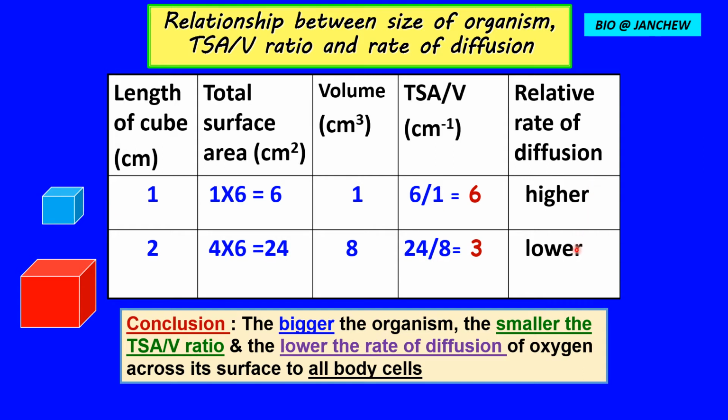Okay, so we have discussed that earlier, and this calculation is just to prove that as the size of the organism increases, the TSA per V ratio will decrease. And that's why larger organisms need a specialized respiratory structure for gaseous exchange.